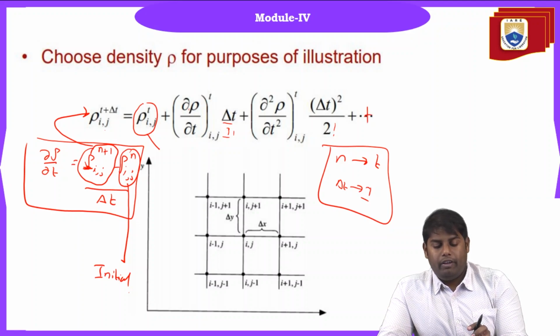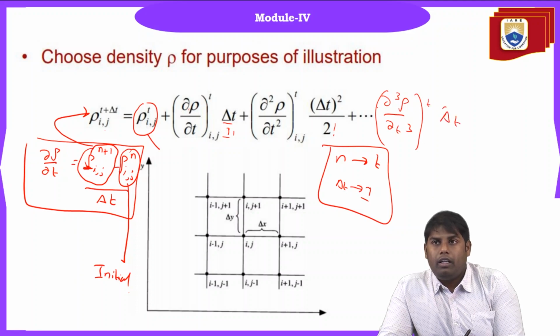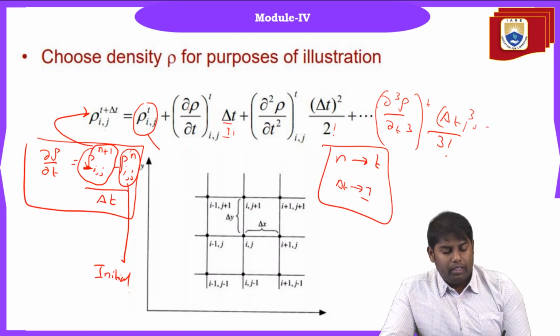so here we will write the other term also. The other term is ∂³rho/∂t³, okay, the power of t cubed divided by 3 factorial plus so on we have, okay. So here you can see the 2D mesh.